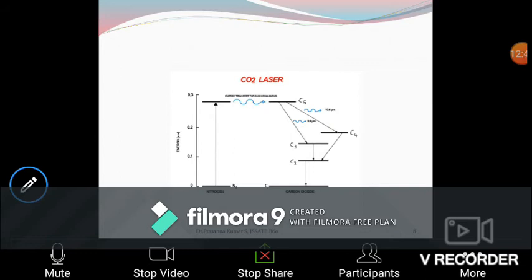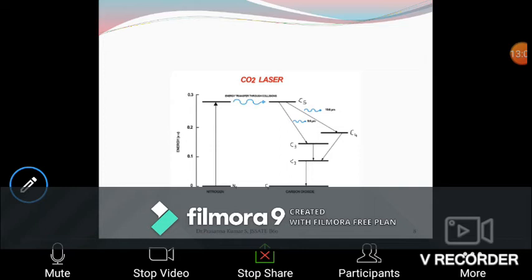So this is the energy level diagram. Look at it. On the left side you have the nitrogen energy levels, N1, N2. On the right side, C1, C2, C3, C4, C5 are the energy levels of carbon dioxide. Here, we apply a high tension voltage from outside.